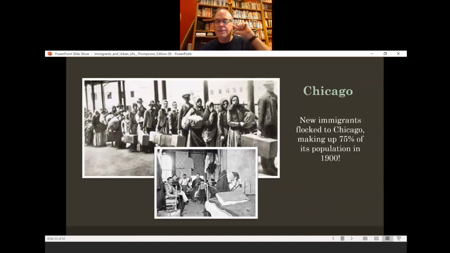Here's another picture of immigrants moving into Chicago. These people that we're looking at, they probably were processed in Ellis Island in New York, and then they had heard about jobs in Chicago, and they are boarding trains and getting to Chicago. At that time, look at this, 75% of all people in Chicago are new immigrants.